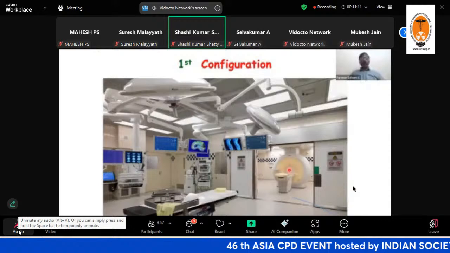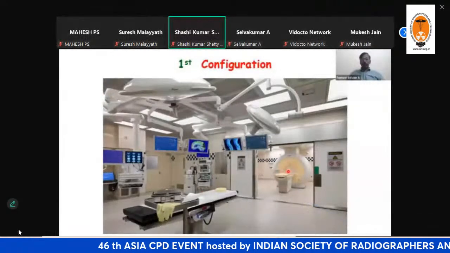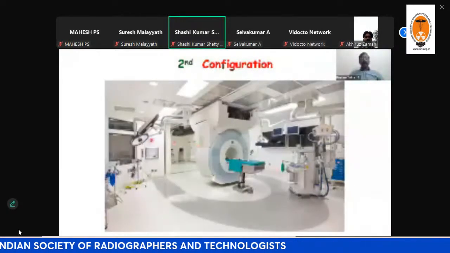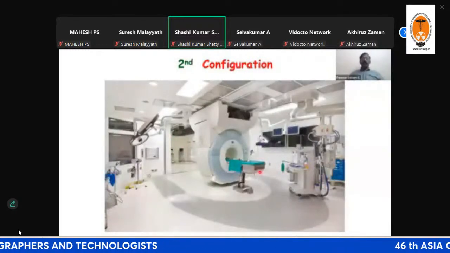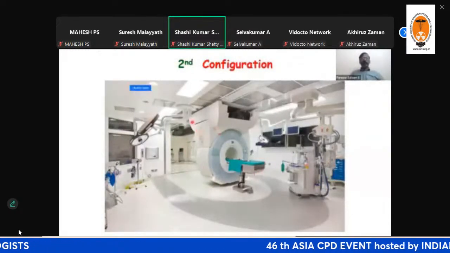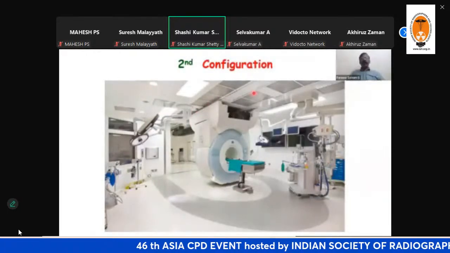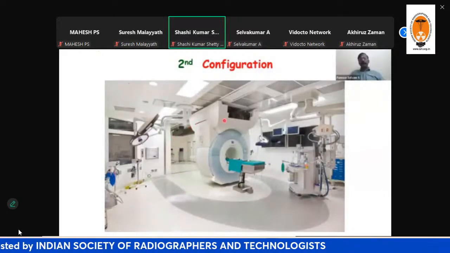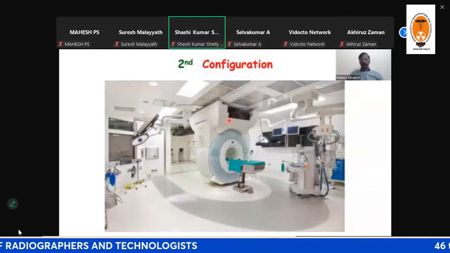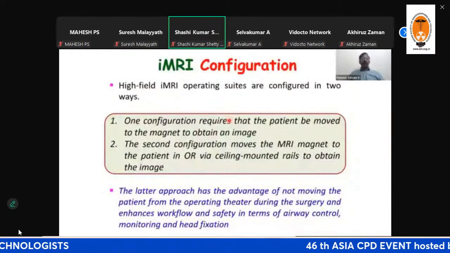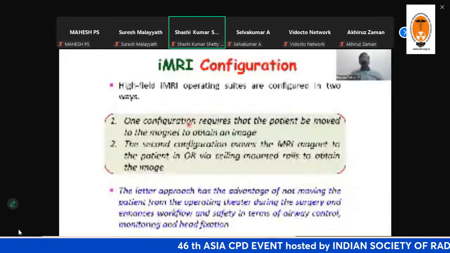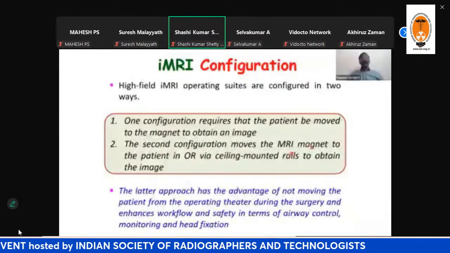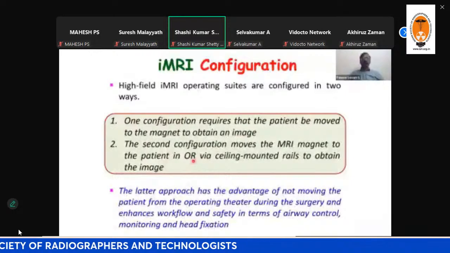Remember, in the first configuration, the patient will be shifted to the adjacent MR suite. What about the second configuration? The second configuration is that the MR equipment itself can come inside the operation theater room, where the MRI equipment is going to be moved on rails, what we call a ceiling mounted system. So the equipment from the MRI room can be shifted to the operation theater itself, so that there is no need to shift the patient. This is the second configuration. So I told you there are two configurations. In the first configuration, the patient has to be moved to the magnet room. In the second configuration, the MRI magnet itself will be moved to the patient in the operation room.